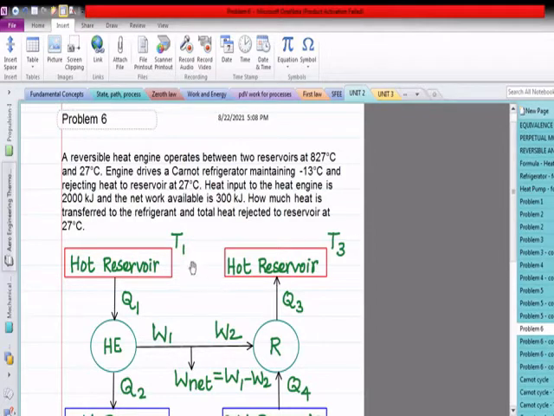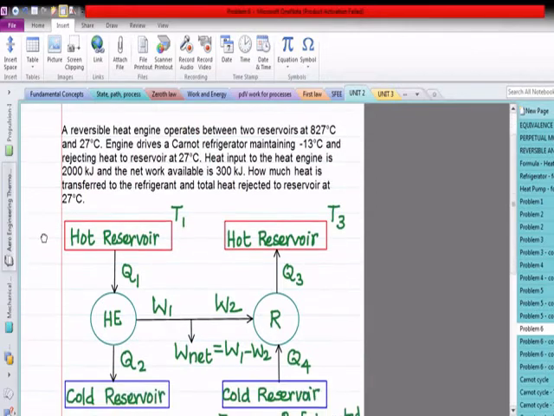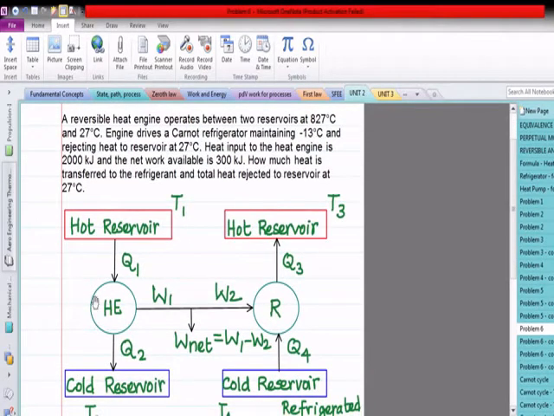So here what happens in the combined system, the output of the heat engine, let me say W1, the useful work output of the heat engine, is given as input to the refrigerator. So this work input is required for the refrigerator to transfer the heat from the low temperature body or cold reservoir to high temperature body or hot reservoir. So let us look at the problem, what is given in the problem and what we need to find out.